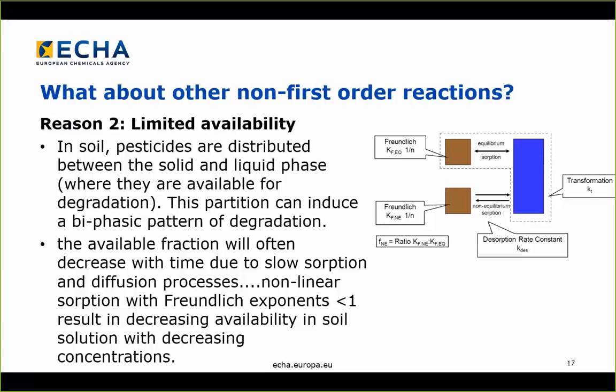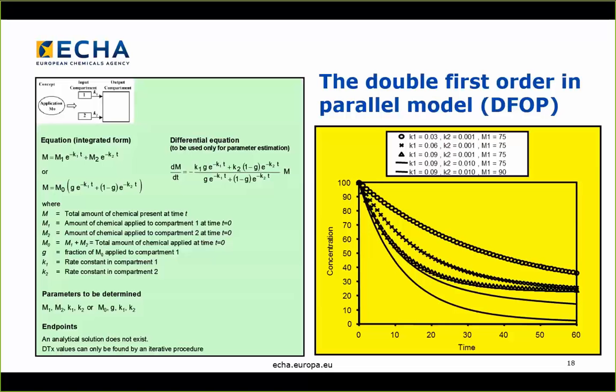And that pattern of partitioning can induce a biphasic pattern of degradation. The diagram on the right is a model of a kind of two-site absorption model, so you've got equilibrium absorption and non-equilibrium absorption. But that physical model of partitioning in soil can result in observations of biphasic degradation. And the kinetic model that FOCUS puts forward to describe that is the double first order in parallel model, or DFOP.